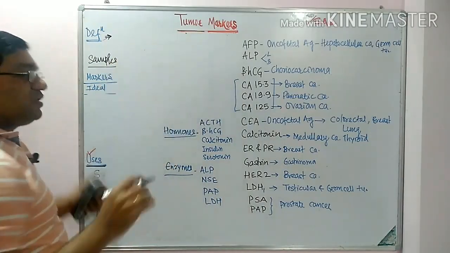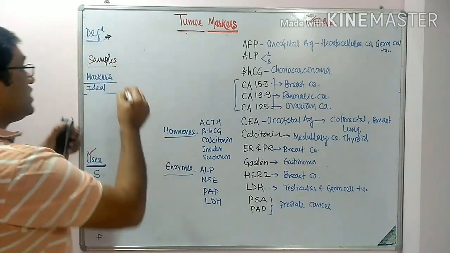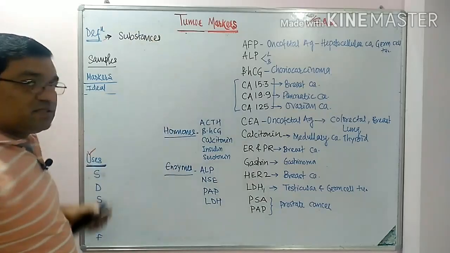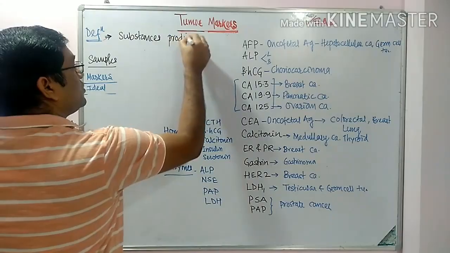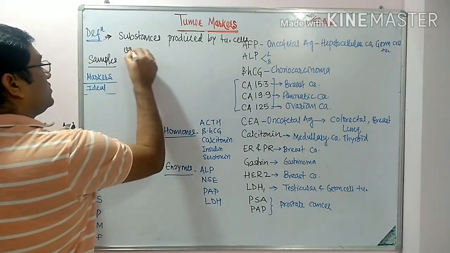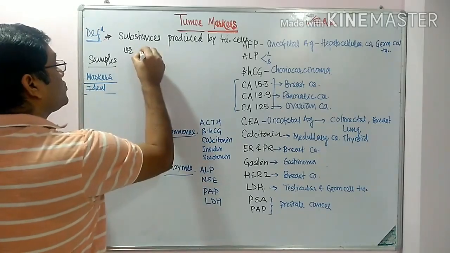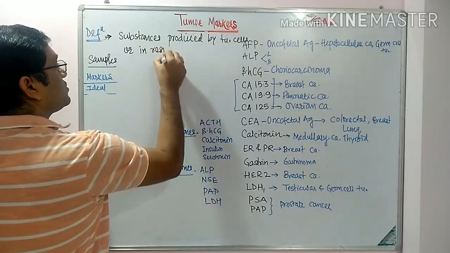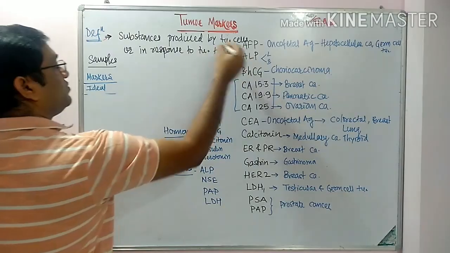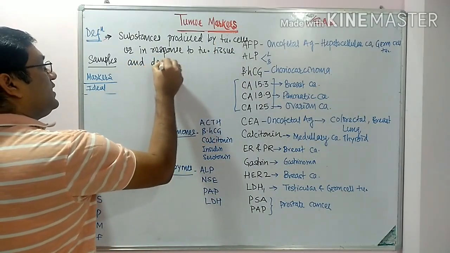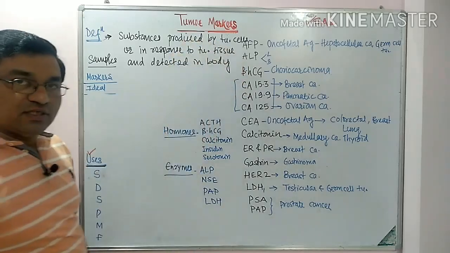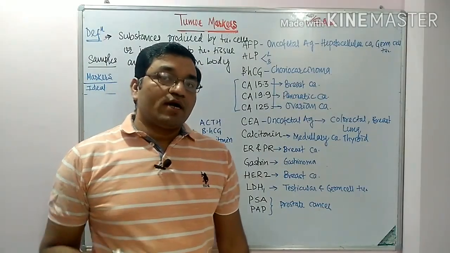The substances, specifically proteins. These are the proteins. Substances, mainly proteins, produced by tumor cells or produced by normal cells in response to tumor cells or tumor tissues and detected in body or detected in body fluids. They are known as tumor markers.